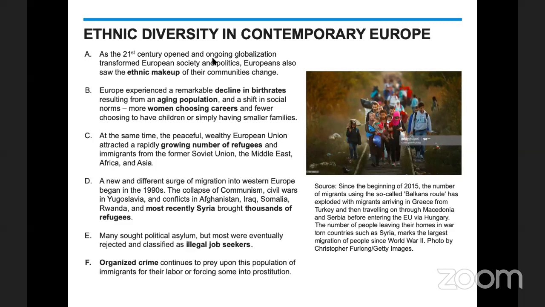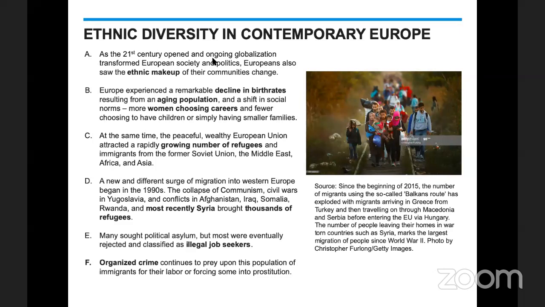So in the A paragraph, as the 21st century opened and ongoing globalization transformed European society and politics, Europeans also saw the ethnic makeup of their communities change. And so part of this is to understand the causes and the effects of this change that we're seeing taking place. Europe experienced a remarkable decline in birth rates, and it results from the aging population. And there's a shift in social norms. More women are choosing careers. They're waiting longer to have children and families. Some are choosing not to have children at all and choosing their careers first. And so what we're seeing of the native populations in Western Europe is a decline in birth rates.